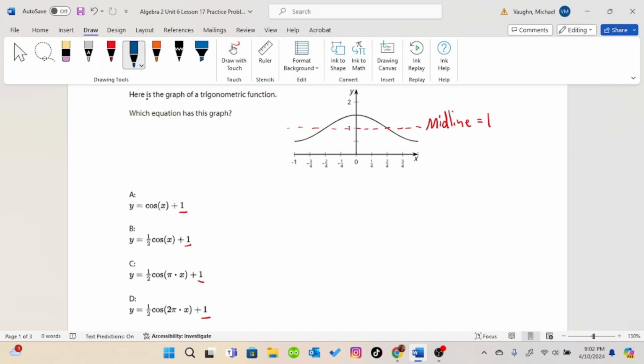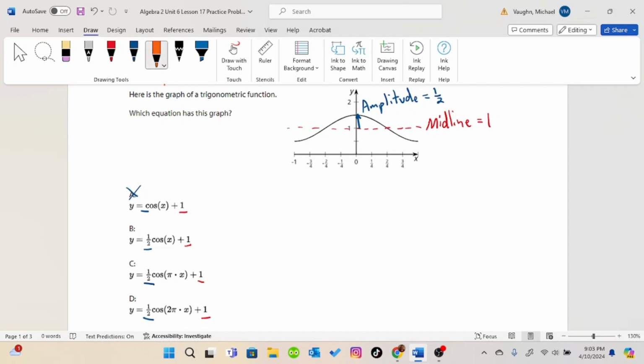Next, we can look at the amplitude. How far from the midline to the top of the graph? And we can see that the amplitude is 1/2. So we can see that cosine, or choice A, is just cosine. So A does not have the correct amplitude. But B has an amplitude of 1/2, C has an amplitude of 1/2, and D has an amplitude of 1/2. The amplitude for A would be 1, so that's why we can eliminate A.